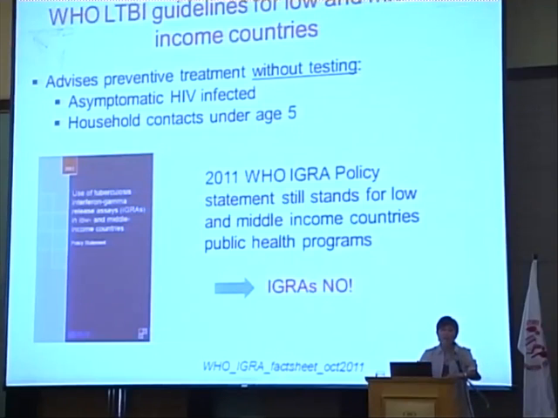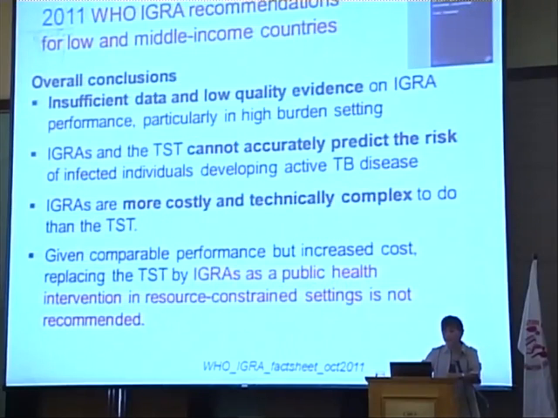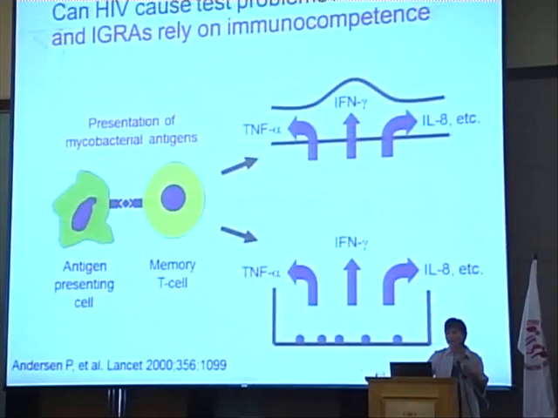But for those countries who want to use an IGRA, guess what? It says you don't use IGRAs. It's not recommended. It's too costly, and at that time, in 2011, there wasn't enough evidence. But that has changed, okay? They concluded that there was insufficient data, low quality evidence, that either the skin test or IGRAs could predict disease, and of course I mentioned the cost, right? So as a public health intervention, it should not be used, okay?